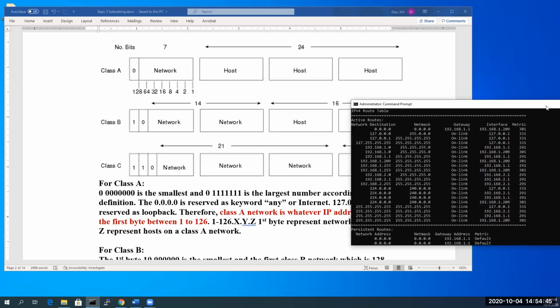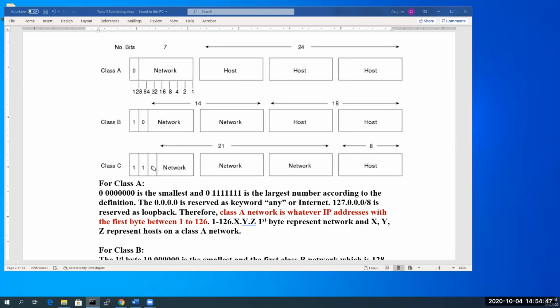So we do not say 0 is class A. It's excluded from that. And again, 127 dot whatever is for loopback. So we do not say that's class A either. Therefore, class A is from first byte between 1 to 126. Okay, that's class A.